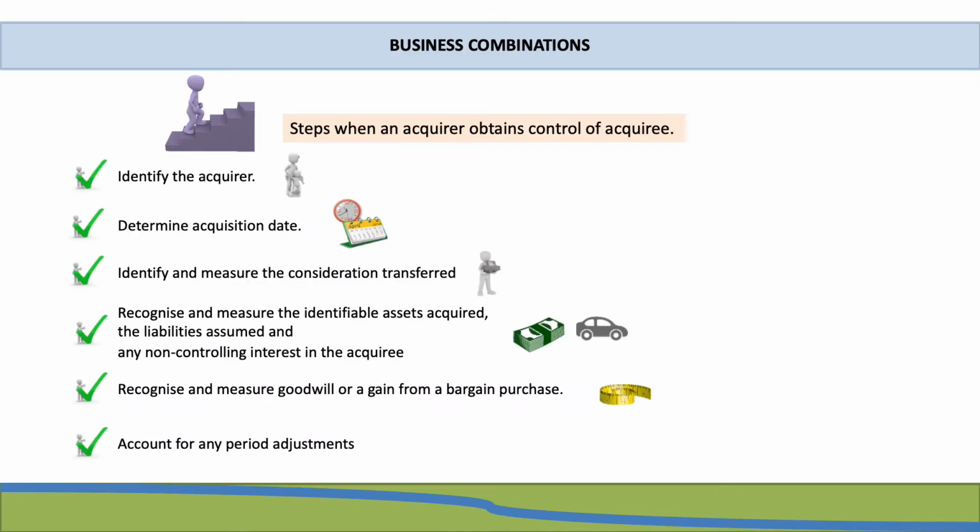In our previous recordings, we have looked at identifying the acquirer, determining the acquisition date, identifying and measuring the consideration transferred. And in part B, quite recently, we also had a look at how to recognize and measure the identifiable assets acquired, as well as the liabilities that are assumed. But now we still need to have a look at the non-controlling interest in the acquiree.